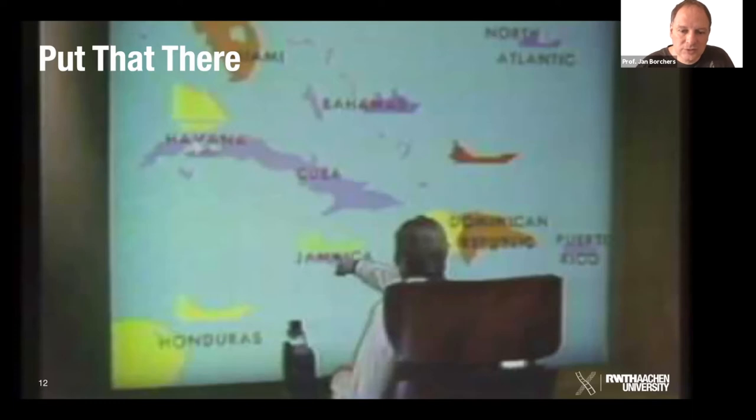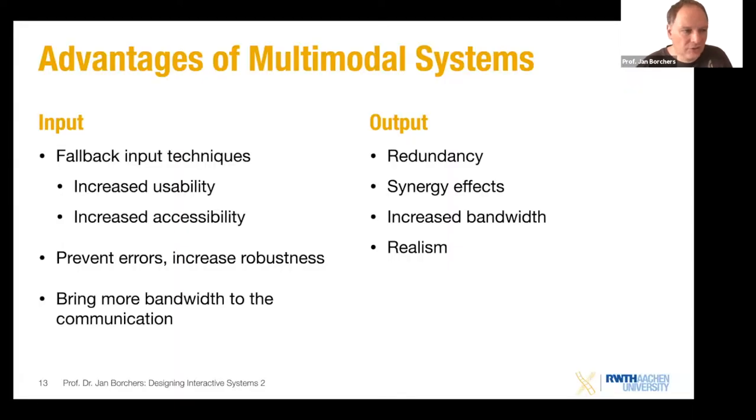So when we look at multimodal systems, we can think about what the advantages of these systems are when you look at the input side. We've got a couple of advantages when you use multimodal channels for input, and when I say input, I mean input to the computer. So when we say input, we always talk about input to the computer. Output means output to the user.